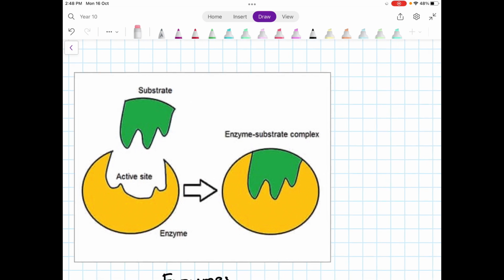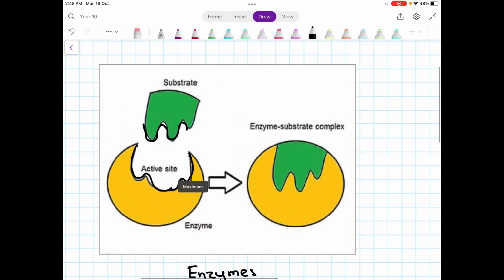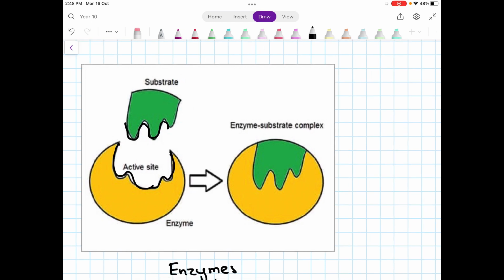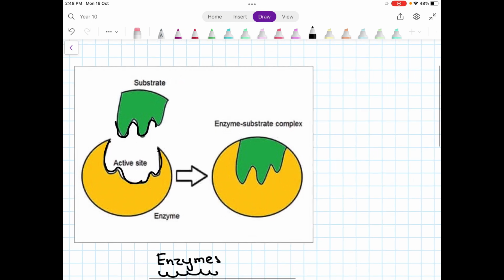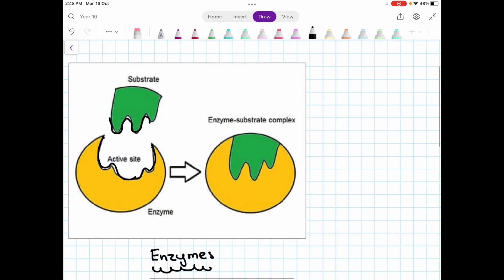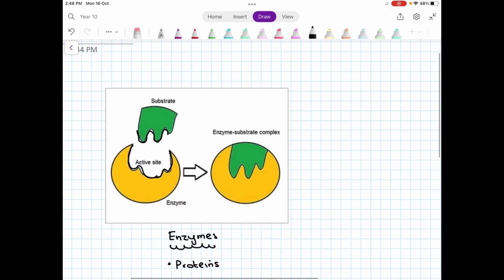So what happens is that the substrate and the active site are complementary to one another. So the active site is shaped perfectly so that the substrate can fit into it, just like a lock and key would. Once the substrate binds to the active site of the enzyme, an enzyme-substrate complex is formed. And from then on, what the enzyme can do is break down the substrate and then release the products.